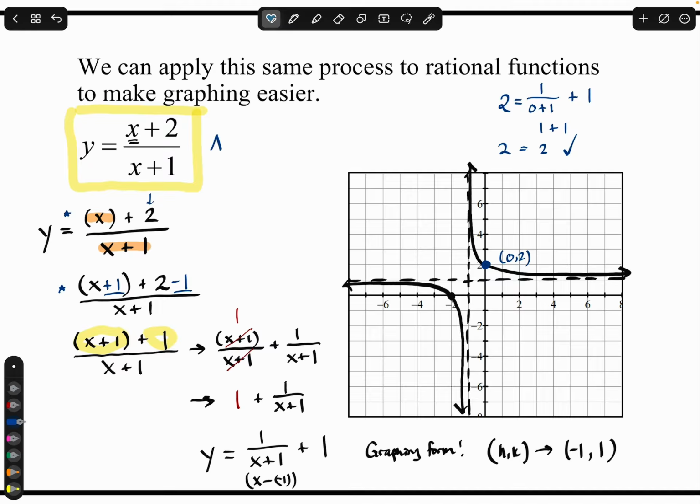But we've never seen anything like this, or been asked to graph anything like that, so we're going to turn it into the form that we know, which is our graphing form, in order to graph them. All right, let's move on.